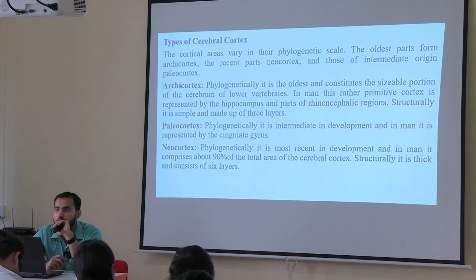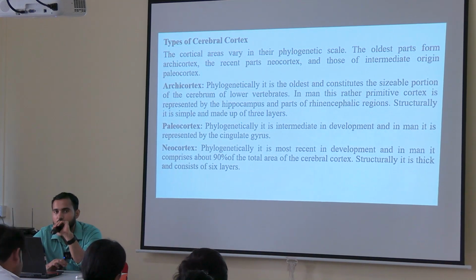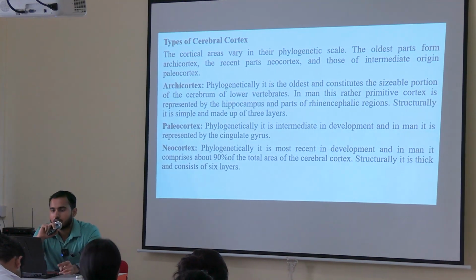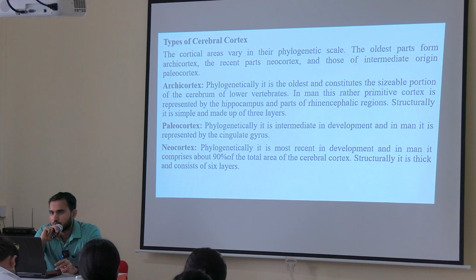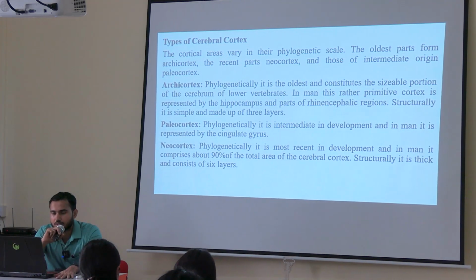Yes, based on evolution. Phylogenetic scale means based on evolution. So based on evolution, the cerebral cortex is again divided into 3 types, 3 categories: archicortex, paleocortex and neocortex.